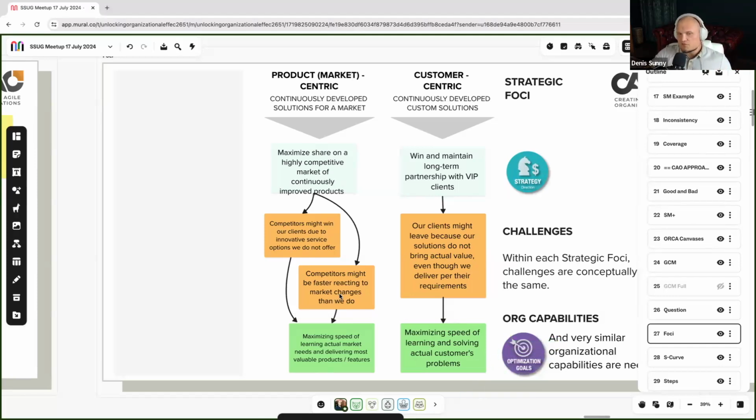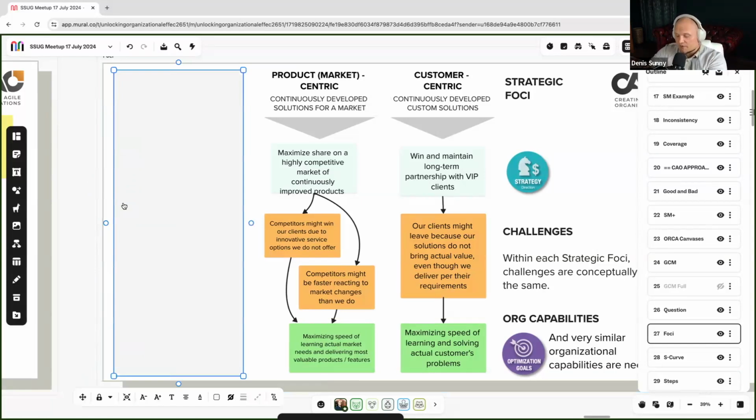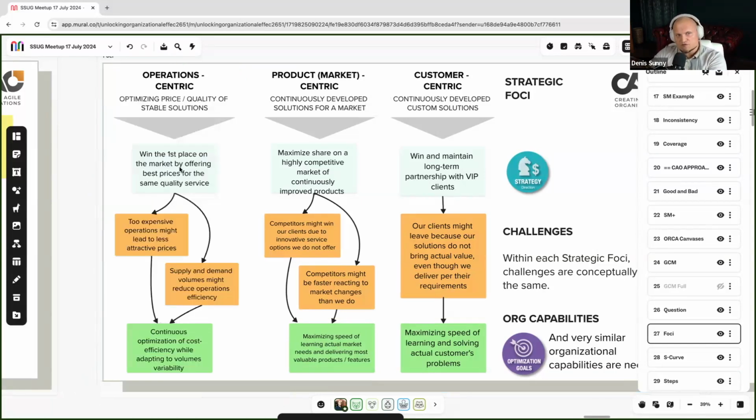And therefore, in order to address these challenges, they decided on maximizing speed of learning actual market needs, and delivering most valuable products. Well, there could be many more. I just provide one, because those three strategic foci are the most common that you can find.